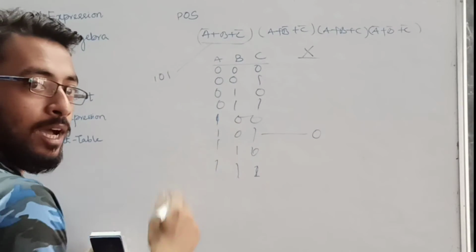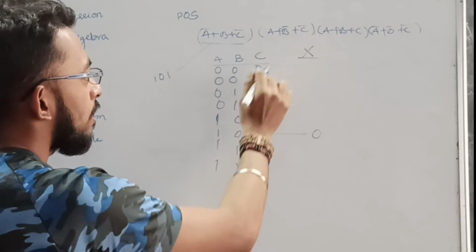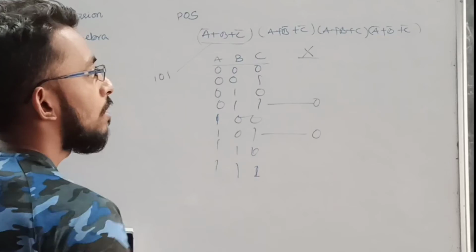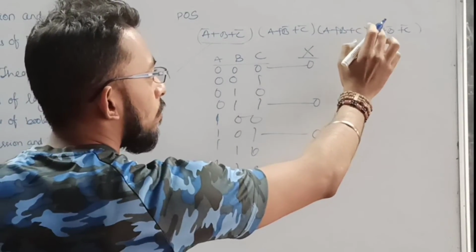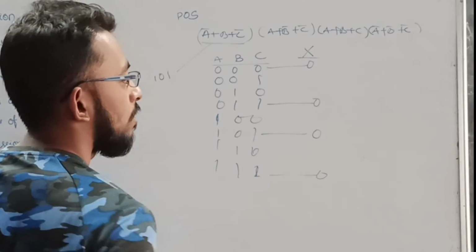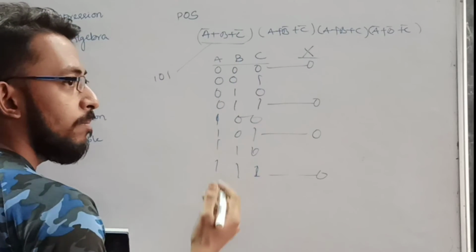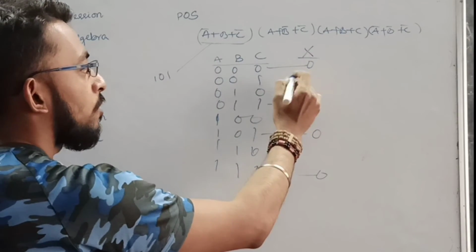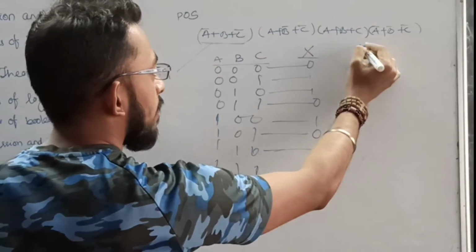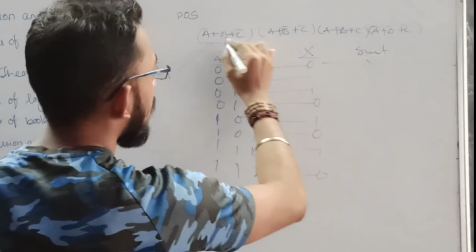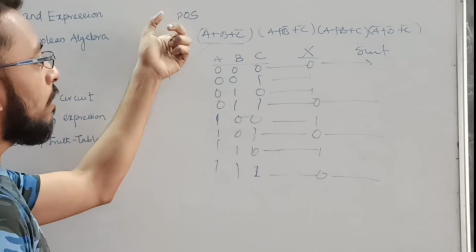Because for POS I am taking the output as 0. A, B bar, C bar, 0 1 1, I am writing 0. 0 0 0 I am writing 0. 1 1 1 I am writing 0. Those terms that are present in my POS, take the binary conversion and for those values write 0, and for all other cases you write 1. And here this is the sum term. For the sum term, you write the same value that is given for zeros. In this way you can convert your POS into a truth table.